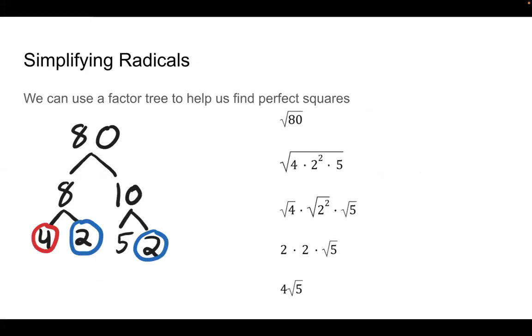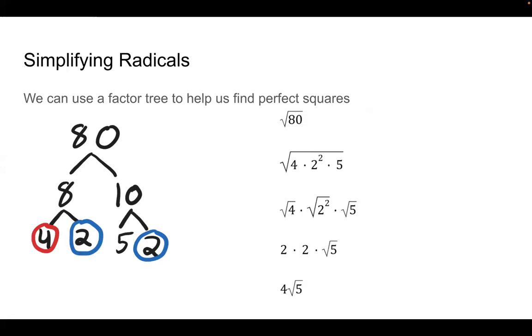Okay, so one strategy that we can use to simplify radicals is we can use a factor tree to help us find perfect squares or perfect cubes. We can see here on the left, if we wanted to find the square root of 80, we can break that down into 8 times 10. And then we can break down the 8 even further. We can do 4 times 2. 10 can also be broken down into 5 times 2. And you can see 8 and 10 aren't perfect squares, so that's why we had to break them down. But then 4 is.